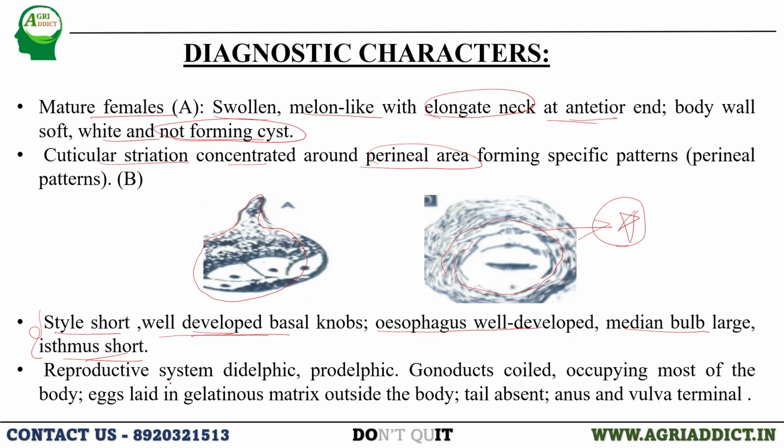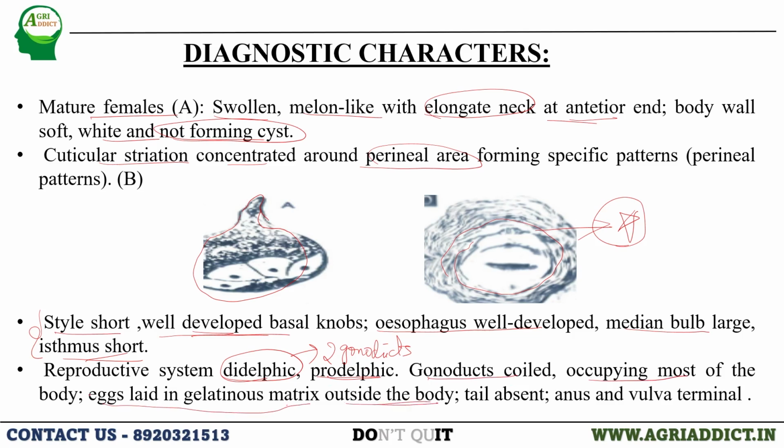Coming to the reproductive system, it is didelphic, that is, presence of two gonoducts. And prodelphic means it is projected anteriorly, opisthodelphic means it is projected posteriorly. Gonoducts are coiled, occupying most of the body. Eggs are laid in a gelatinous matrix outside the body.